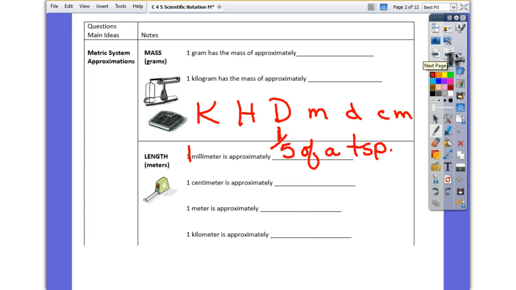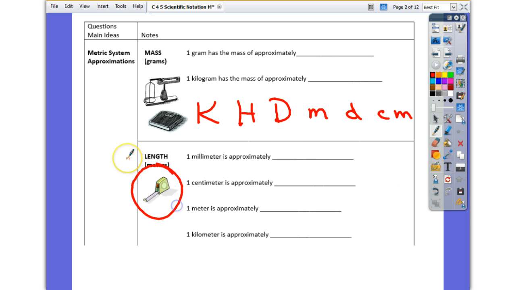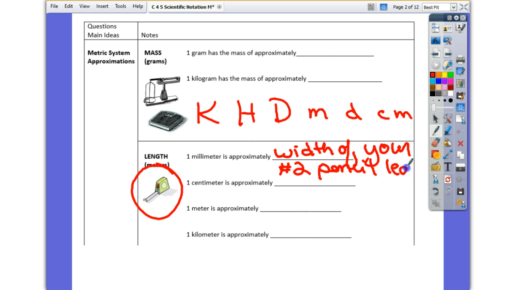Now that I'm on the right one again, it's teaspoon. Let's go to the millimeter measuring. A millimeter is approximately, hold up your pencil. 1 millimeter is approximately the width of what? Your number 2 pencil lead. That's about 1 millimeter, the width of your pencil lead.